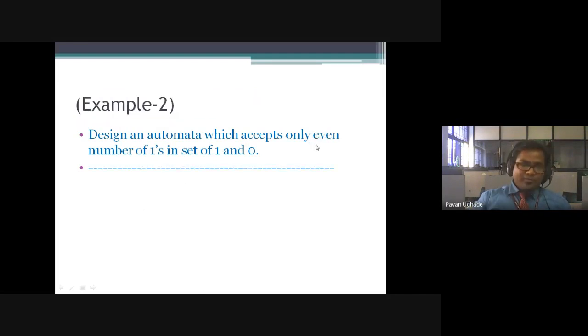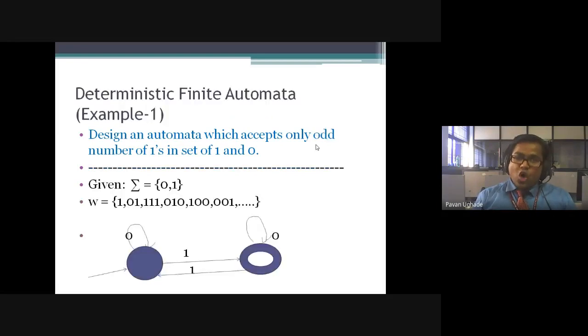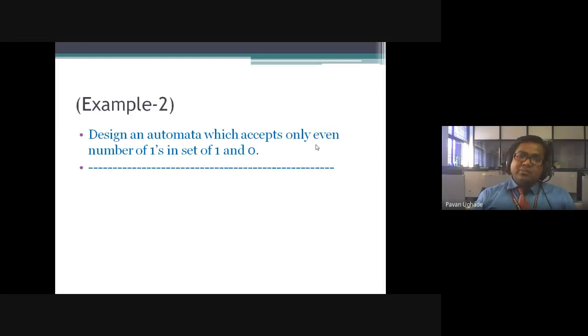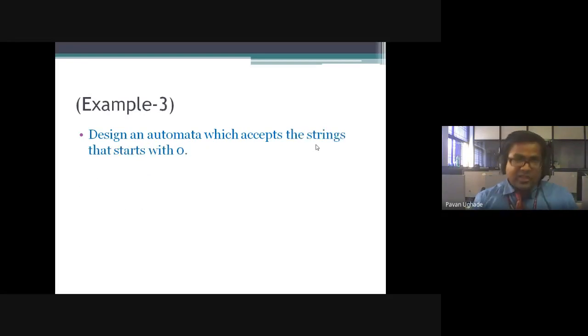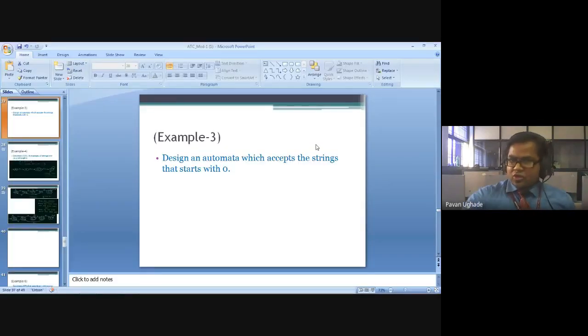I have another question for you people: design an automata which accepts only an even number of ones in a set of 1s and 0s. Here the question was an odd number of ones; now I'm asking for an even number of ones. This is homework for you people. There are other programs also, program 3, program 4. A lot of programs we'll be discussing in the coming days, to get familiar with these programs.